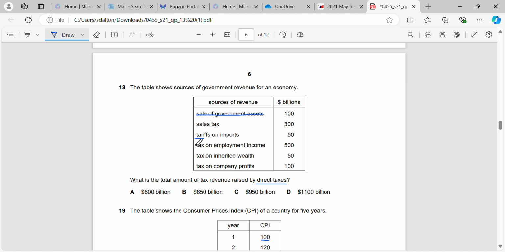Sales tax and taxes on imports, they are both types of indirect taxes because they're taxes on goods or services. Tax on employment income, tax on inherited wealth, and a tax on company profits are all direct taxes because they're all taxes that are paid directly by the individuals or the company themselves. So all we need to do is add these three together and we should get 650 billion.